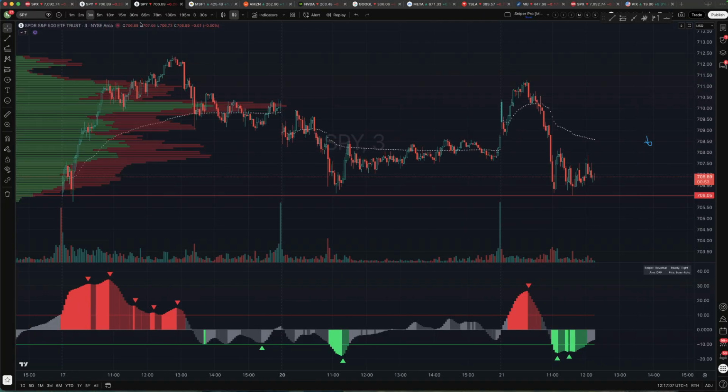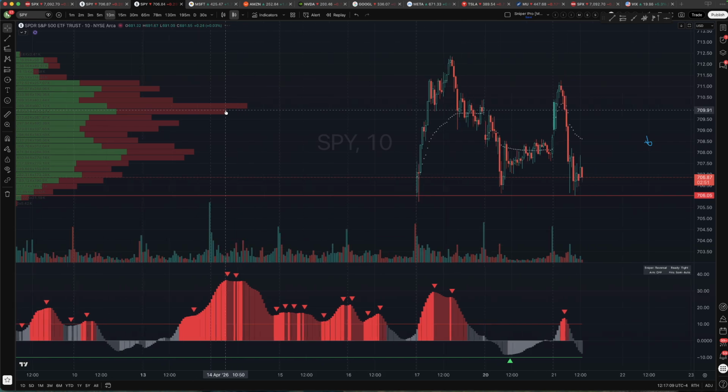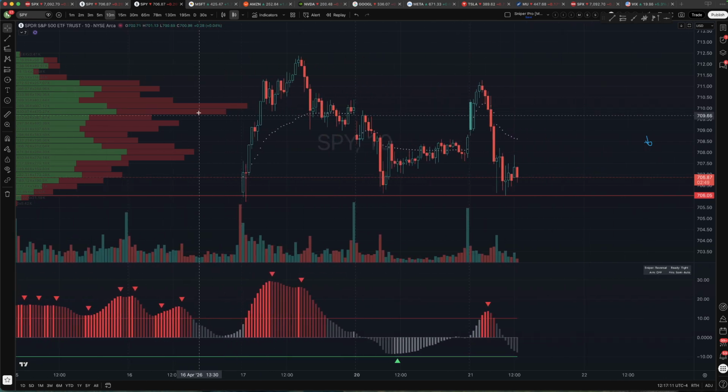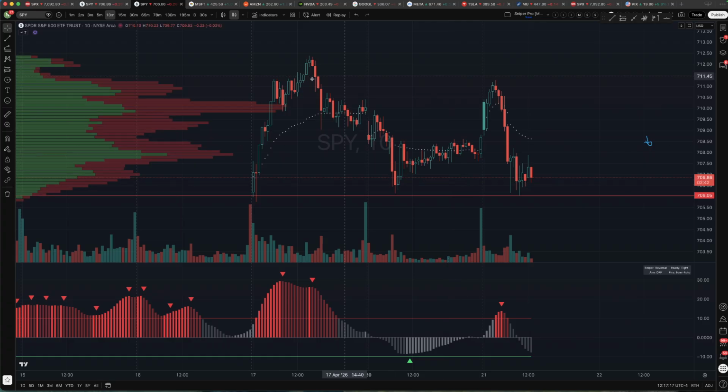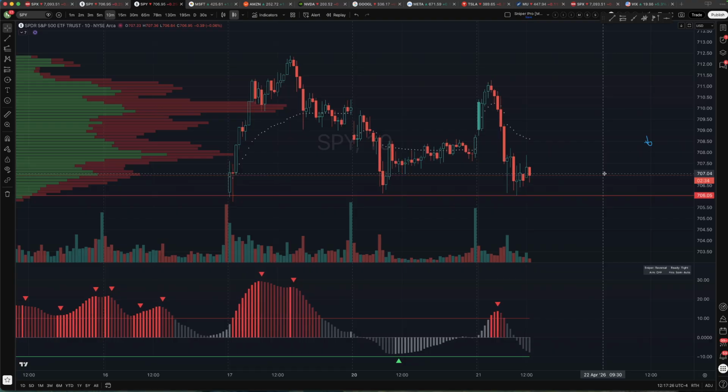And I could be looking at this on a 3-minute chart. I could be looking at this on a 10-minute chart. There's just more detail the lower the time frame you go. But it's the same, right? I only need to see right here because that's the only volume profile that matters. The traders that have been trading over these 3 days, right?